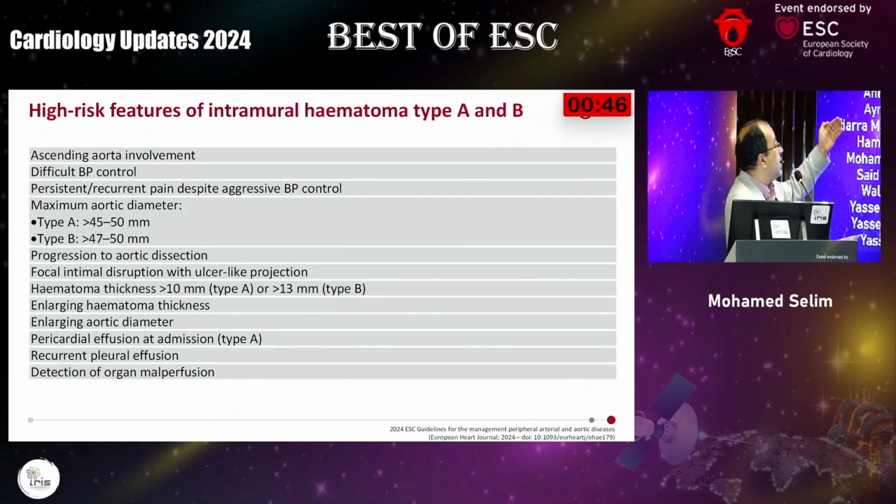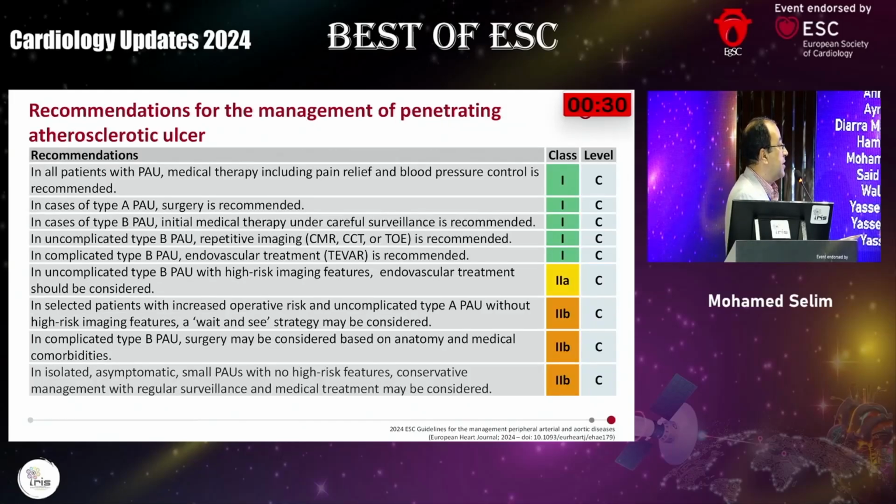And here are the high-risk features of the intramural hematoma, both in type A and B, regarding difficult blood pressure control, ascending aortic involvement, or type A, the diameter, progression to aortic dissection, and many other anatomical features making it high risk. The same for penetrating atherosclerotic aortic ulcer, the same recommendation, whether it is type A proximal, type B descending, complicated, non-complicated, it is the same.